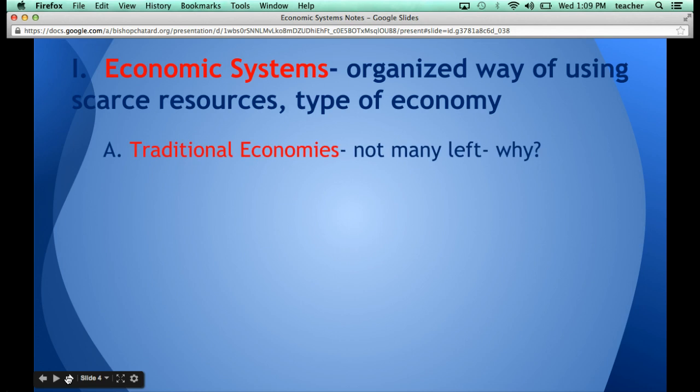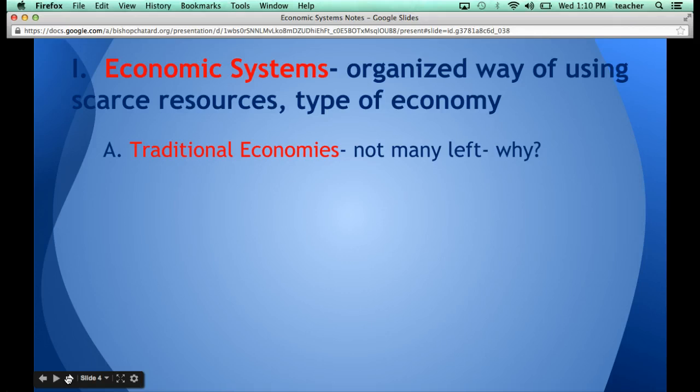All right, so types of economic systems. I'm not going to spell out everything that you guys already read about, but there are a couple of things that I wanted to highlight. First of all, with traditional economies, there really aren't very many left. But why? Why do you think that is? If you think about it, traditional economies, how do they decide what is going to be produced, how it's going to be produced, and for whom it's going to be produced?